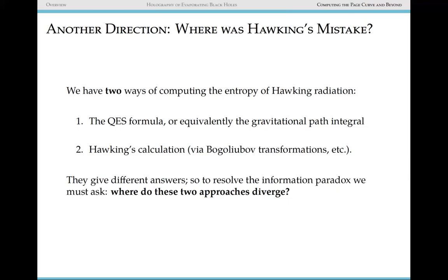Now, ultimately, to resolve the black hole information problem, we need to answer the question of where these 2 approaches diverge. Why doesn't this give the same answer as that? Where does this differ from that in the same language? Right now, they're in 2 different languages. This is in the language of Bogoliubov transformations. This is in the language of the gravitational path integral. So they both appear to be right, given the tools that they use, but of course they can't both be right. So where do these 2 approaches diverge? Can we put them both on the same footing?